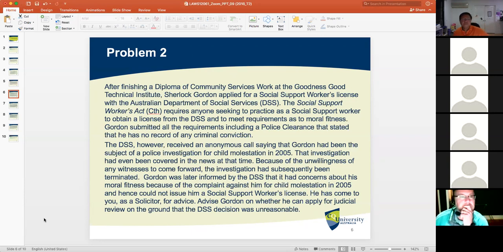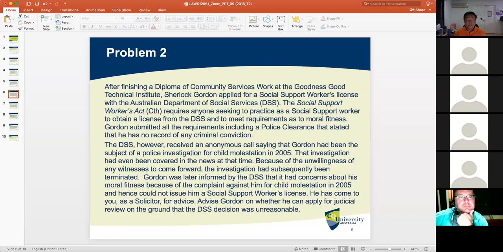After finishing a diploma of community services work at the Goodness Wood Technical Institute, Sherlock Gordon applied for a social support worker's licence with the Australian Department of Social Services, the DSS. The Social Support Workers Act, Commonwealth, requires anyone seeking to practice as a social support worker to obtain a licence from the DSS and to meet requirements as to moral fitness. Gordon submitted all of the requirements, including a police clearance, that stated that he has no record of any criminal conviction.